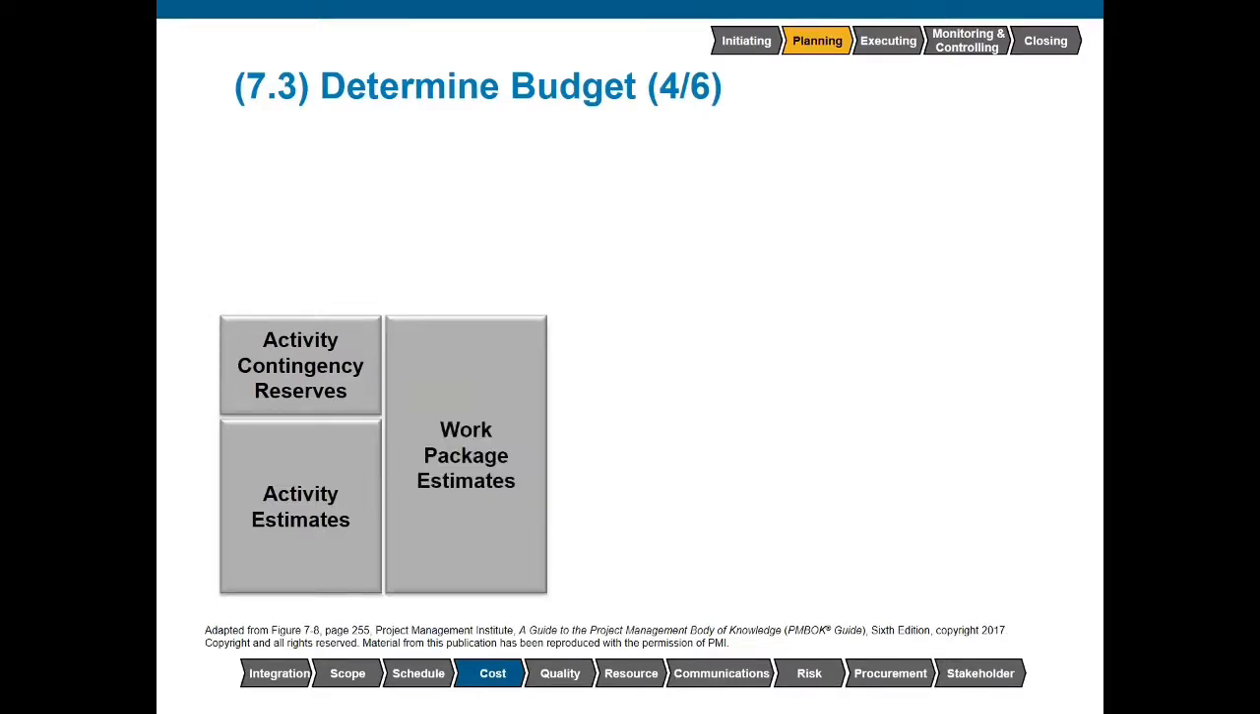These numbers will be aggregated into our work packages. These work package estimates will be taken with our contingency reserves, which are for known unknowns or identified risk. These are risk events that have been documented on our risk register and for which we've decided that a risk response strategy of applying contingency reserves could somehow deal with that.